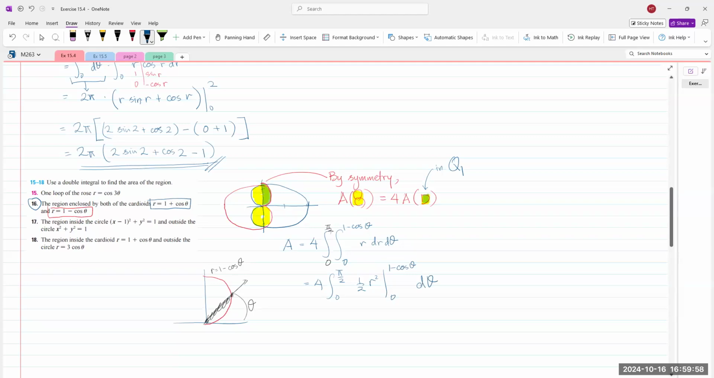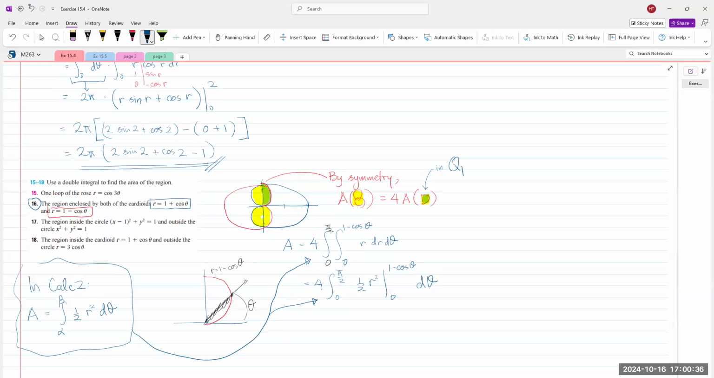Now, I hope you remember something from calculus 2. In calculus 2, the area in polar is given by the single integral of 1/2 r squared d theta, where theta is from alpha to beta. That's what we have in calc 2. Now notice what happened here. When we set it up as a double integral, the next step actually looks like what we have in calc 2, the 1/2 r squared.